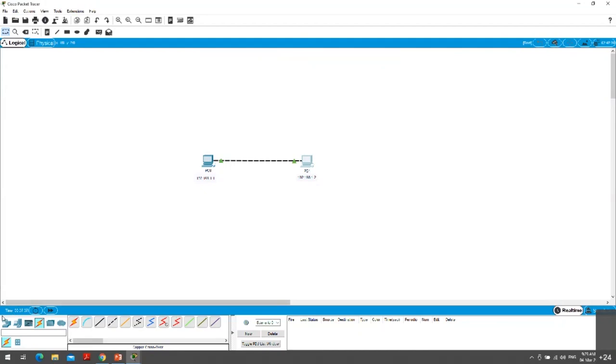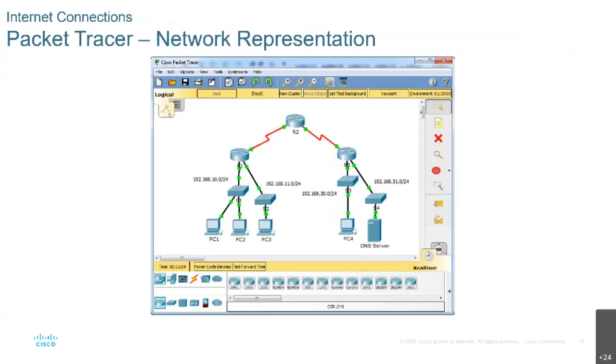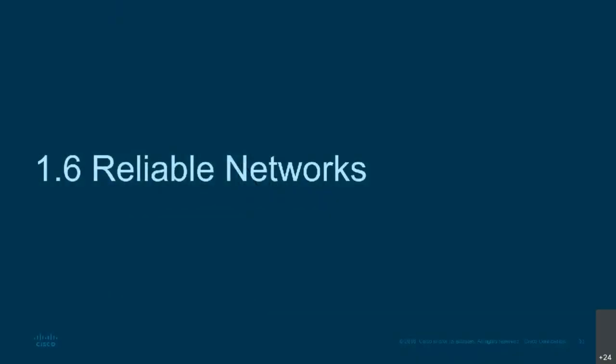So this is your Packet Tracer with all the connections, which we'll be doing today. Moving on, we go to reliable networks. Before I continue, does anyone have any questions, my dear students? If you have something in your mind, you can just type it out. I've got another computer here where I look at the chats.